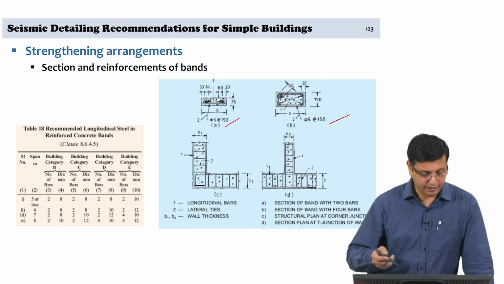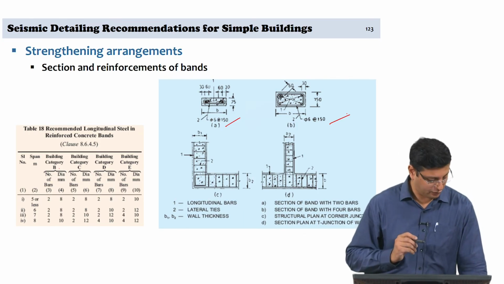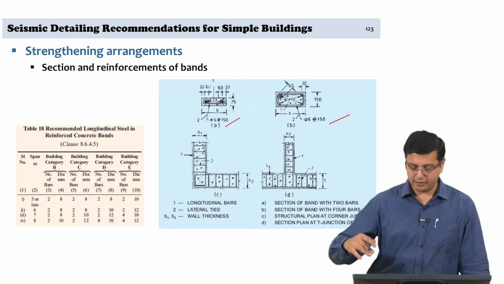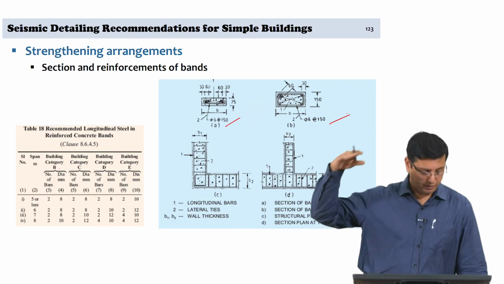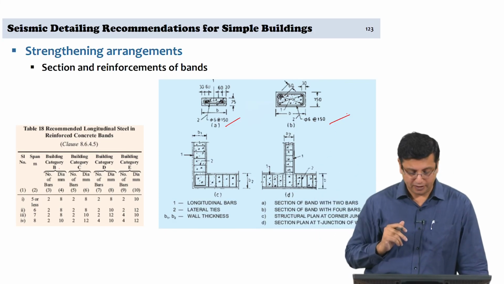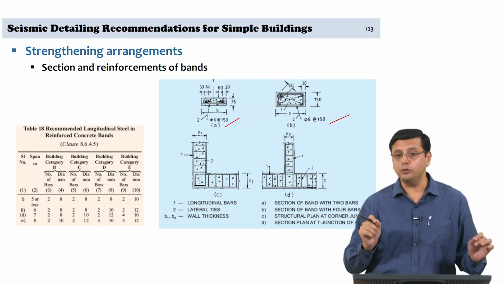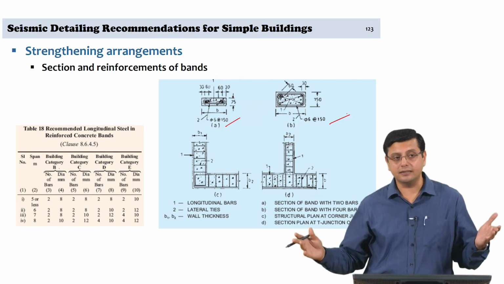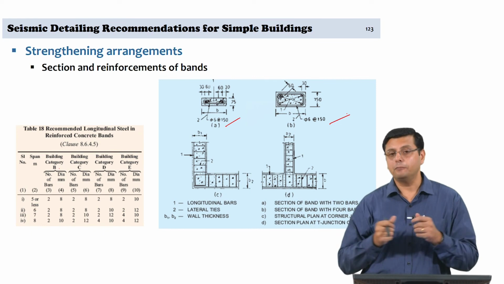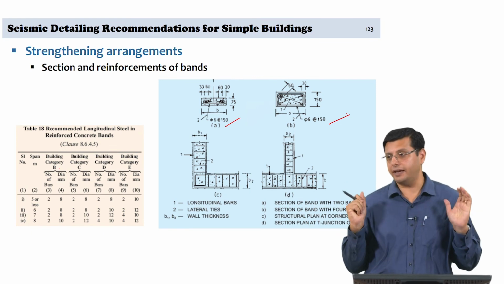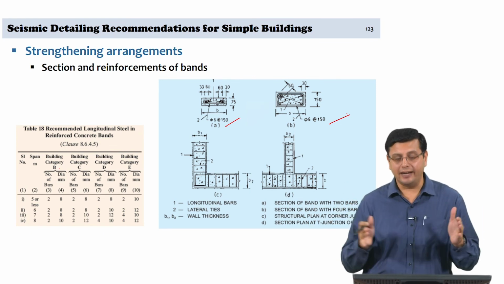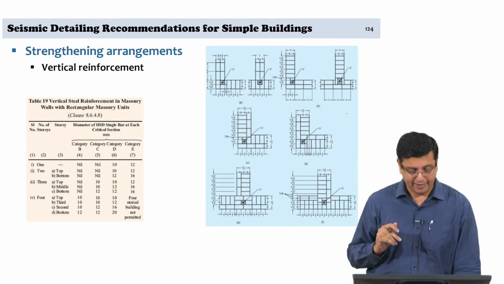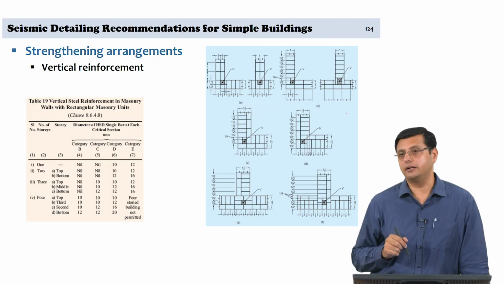So, this is the arrangement of the reinforcement and the section details of the RC bands, and this is valid for your plinth band, sill band, roof band and lintel band, and this is meant to be a tie element. This is not meant to be a flexure resisting system, it is not a moment resisting system, but it is just a tension resisting element to ensure that the masonry is held together under lateral action.